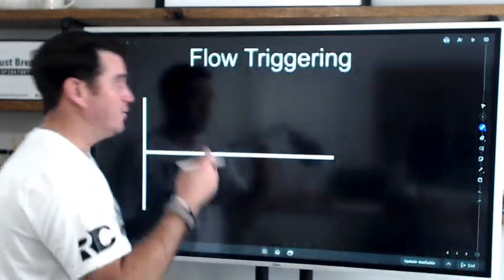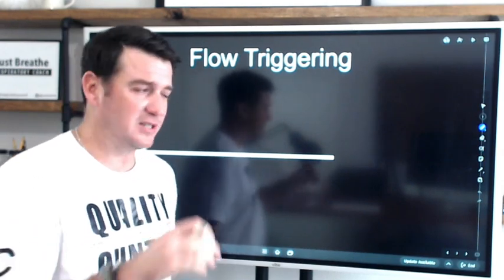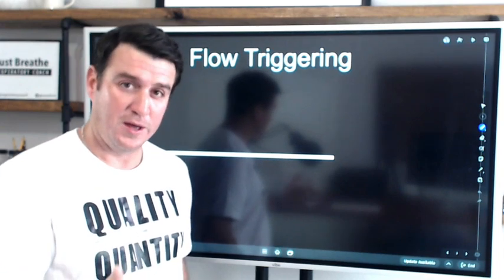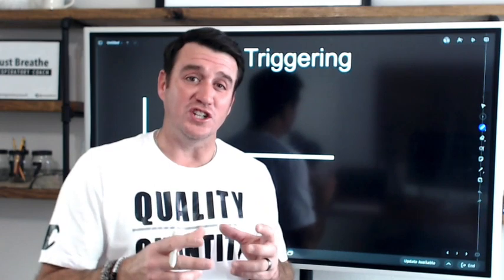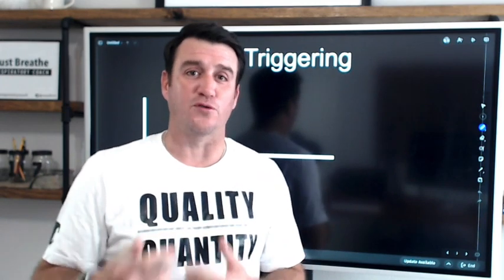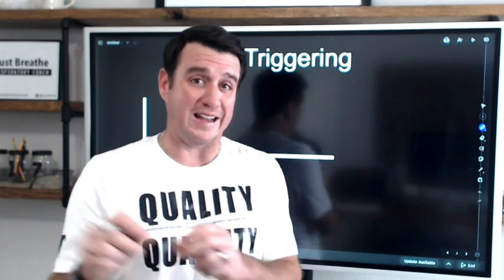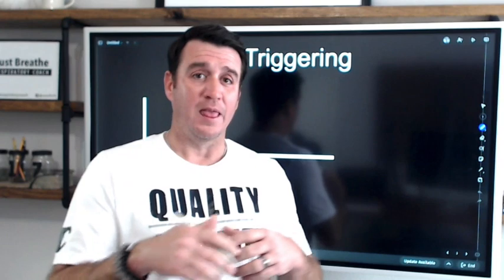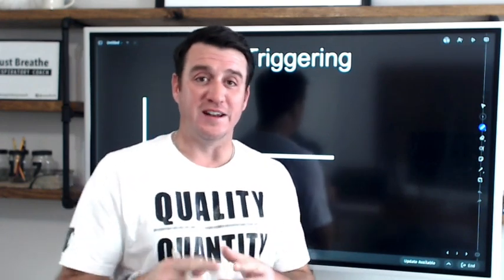Now, when we look at flow triggering, it gets a little bit more complicated, okay? Because flow triggering does not function off of a change in pressure. What it does operate off of is a recognition of a flow absence from the circuit. Let me say that again. It operates off of the ventilator recognizing the absence or missing flow from the ventilator circuit.